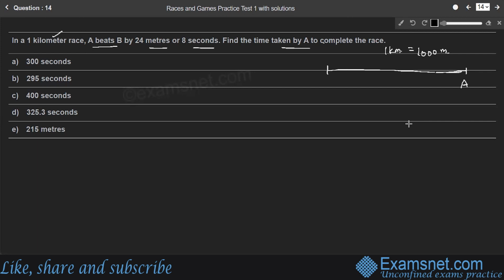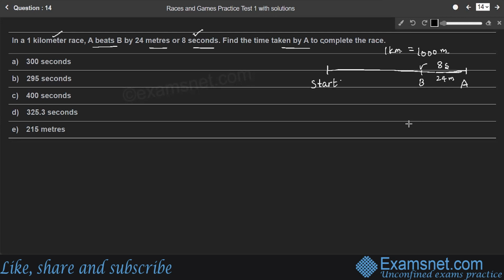That means if A reaches the destination, A beats B by 24 meters. Then the position of B will be somewhere here. So the distance between A and B becomes 24 meters. So we'll take the starting point here, right? So here A beats B by 24 meters or 8 seconds. You can consider the time also, or 8 seconds, right?